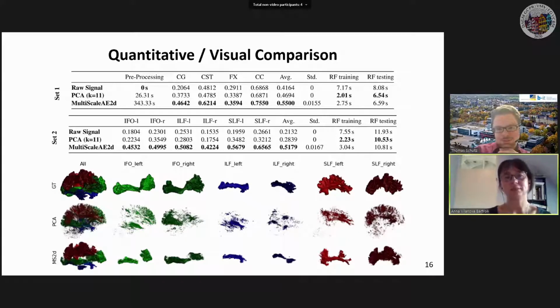Okay. But you are evaluating in relation to a ground truth, right? Yes, of course. From Heidelberg.